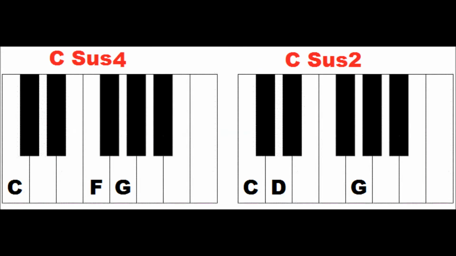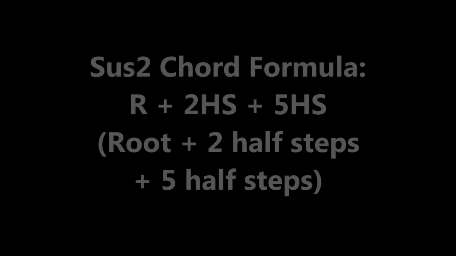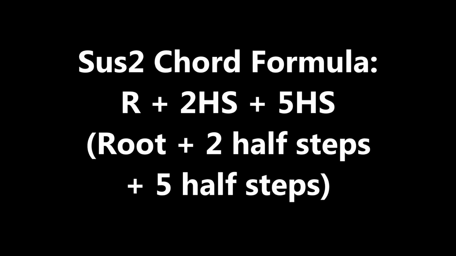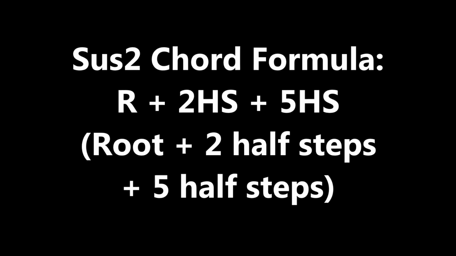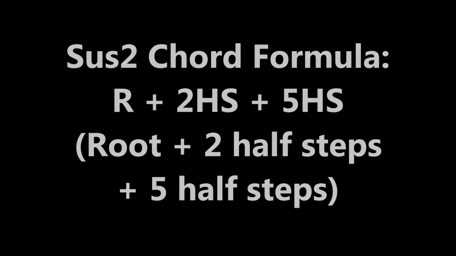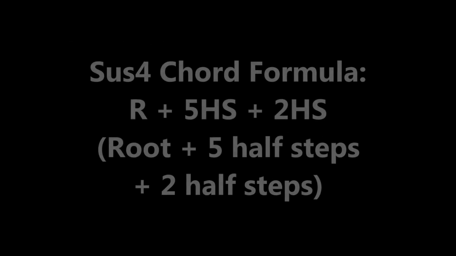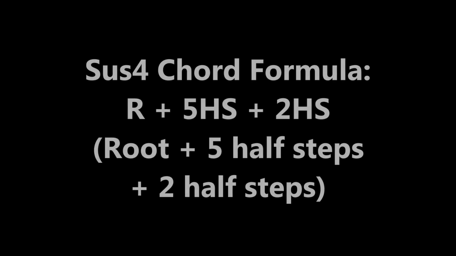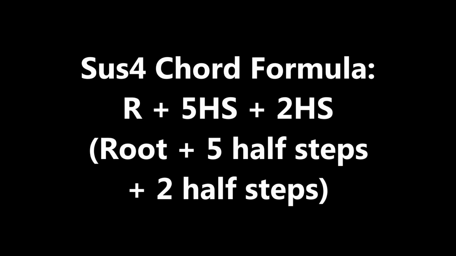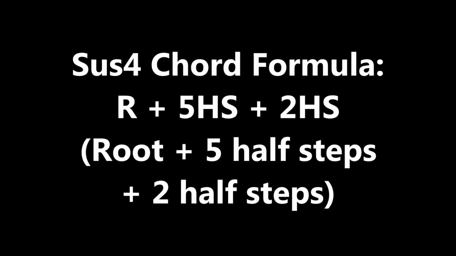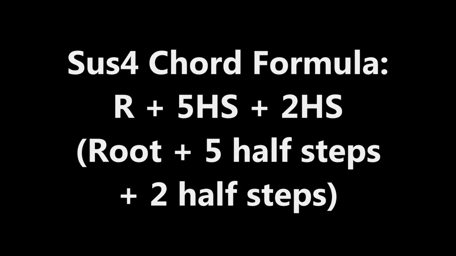You can think of Sus2 and Sus4 chords in terms of half steps. The formula for a Sus2 chord is R plus 2HS plus 5HS, or root plus 2 half steps plus 5 half steps. The formula for a Sus4 chord is R plus 5HS plus 2HS, or root plus 5 half steps plus 2 half steps.